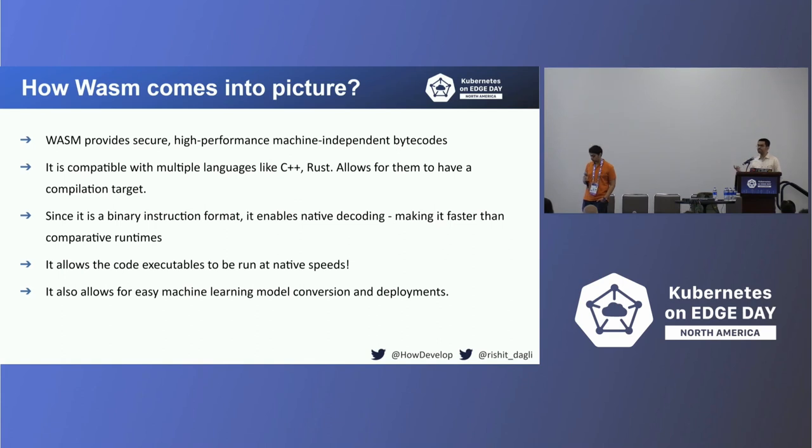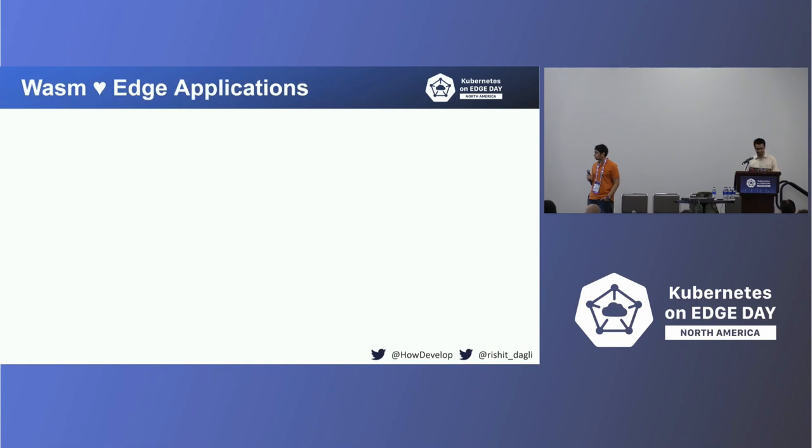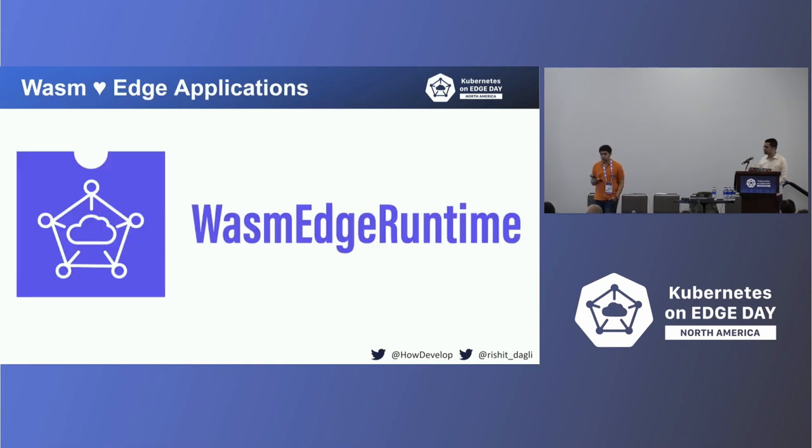And of course, finally, when we're talking about machine learning, we know that it's very computationally intensive, mathematical computation intensive. So especially if you're running it on edge devices, you want high speed, given the constraints that you have with the size and also with the computation that you get with running an edge device. So it's really good for being able to do model inference, conversion, and deployments on the edge, and that very quickly. And that brings us to WasmEdge.